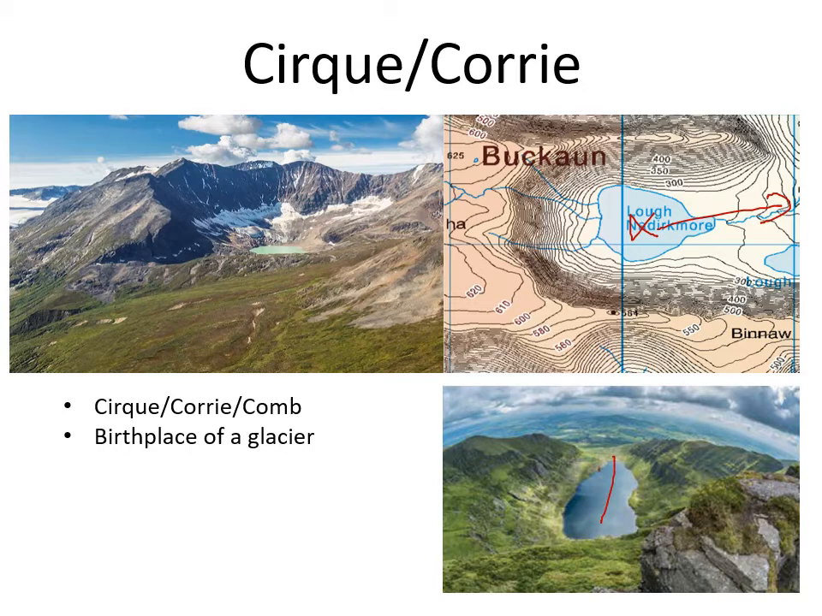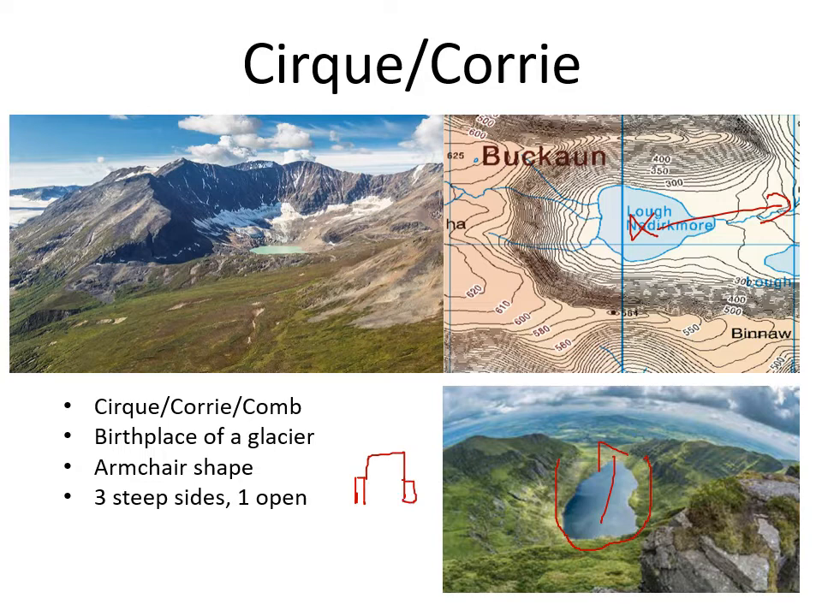Here you have Coumshingaun in County Waterford. You can see this is surrounded by steep sides on three sides. One side is open, the glacier moved down the open side. Okay, so they are armchair shaped. In other words, it means it has three steep sides and one open side. So if you think of your armchair that you sit on at home watching your Netflix, there's your armchair, three steep sides, one open side. Okay, the glacier moves this way.